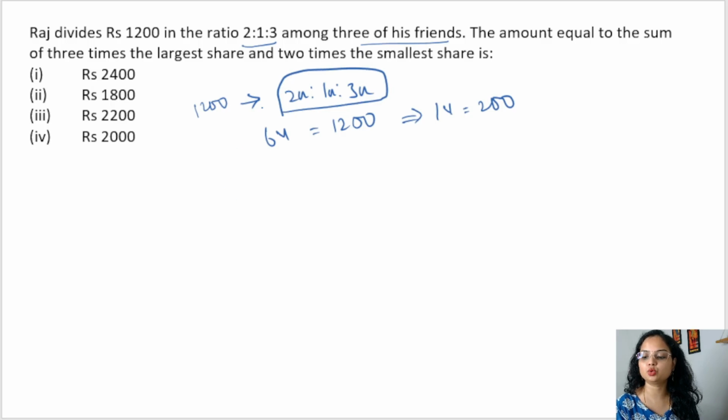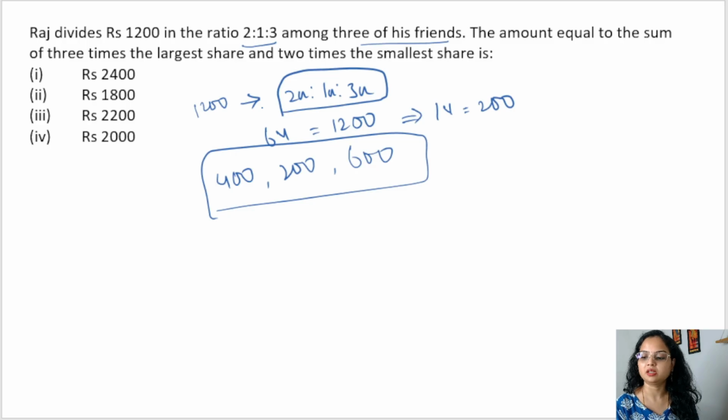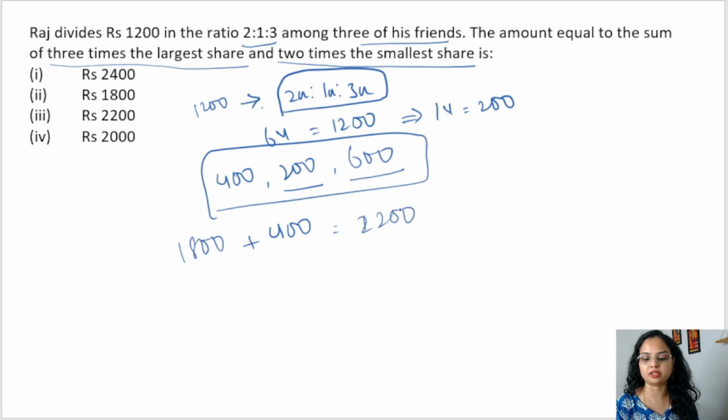Now what is the amount given for these 3 friends? It is 2 units, 2 into 200, it is 400. And 1 unit, 1 into 200, it is 200. And 3 into 200, it is 600. These are the amounts given to the 3 friends. And the amount equal to the sum of 3 times the largest share. The largest share is 600. 3 into 600 it is 1800, plus 2 times the smallest share, 2 into 200, it is 400. So 1800 plus 400 it is 2200.